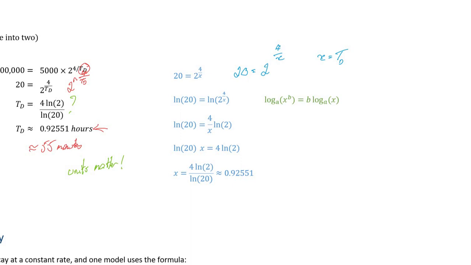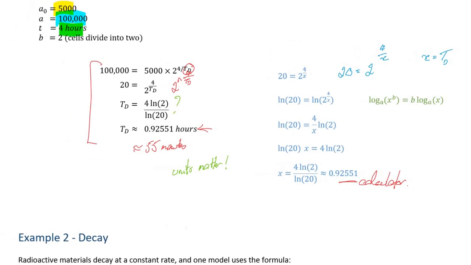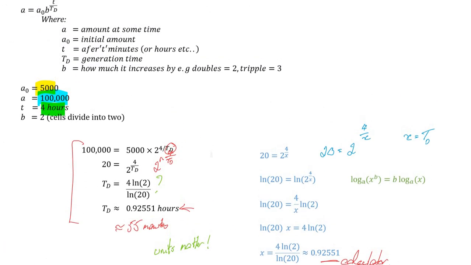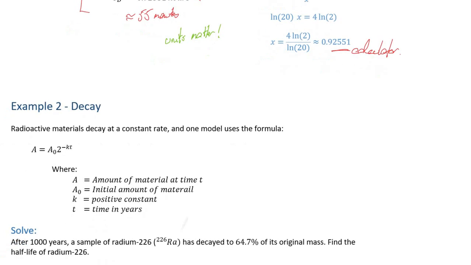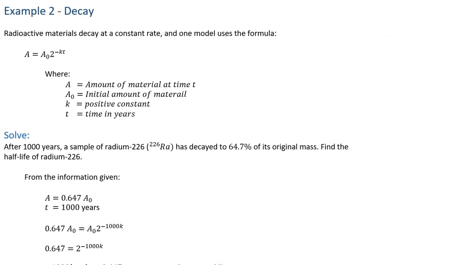And this, of course, comes from the calculator. All right, so that's a growth example. Let's have a look at a decay example. And this is a nice one because it's two steps.